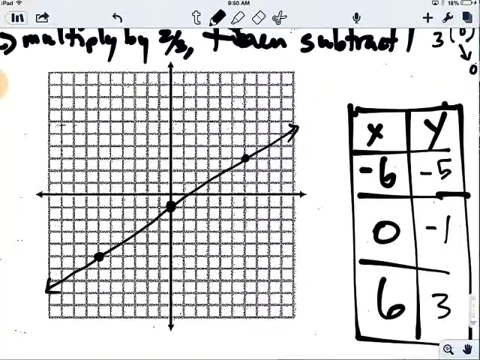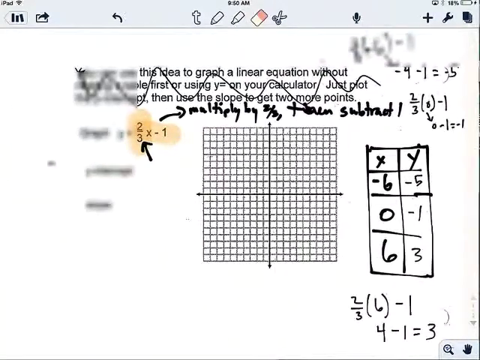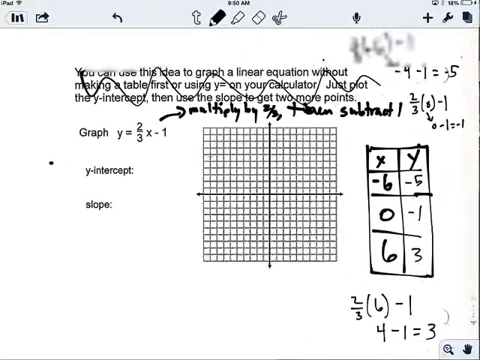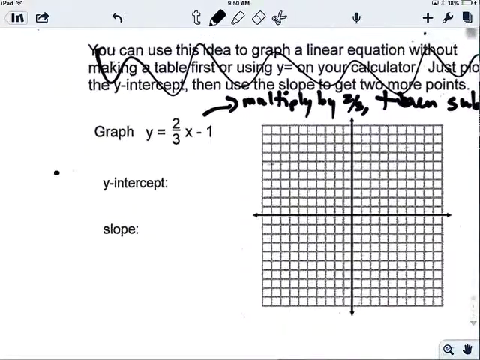I'm going to back up and show you a different way that's often more efficient for this kind of function, and that is to use our knowledge of slope and y-intercept. The y-intercept in this function is the constant, and that is -1 here. So (0, -1) is my y-intercept. That makes the other number next to the x, my coefficient, 2/3, the slope.